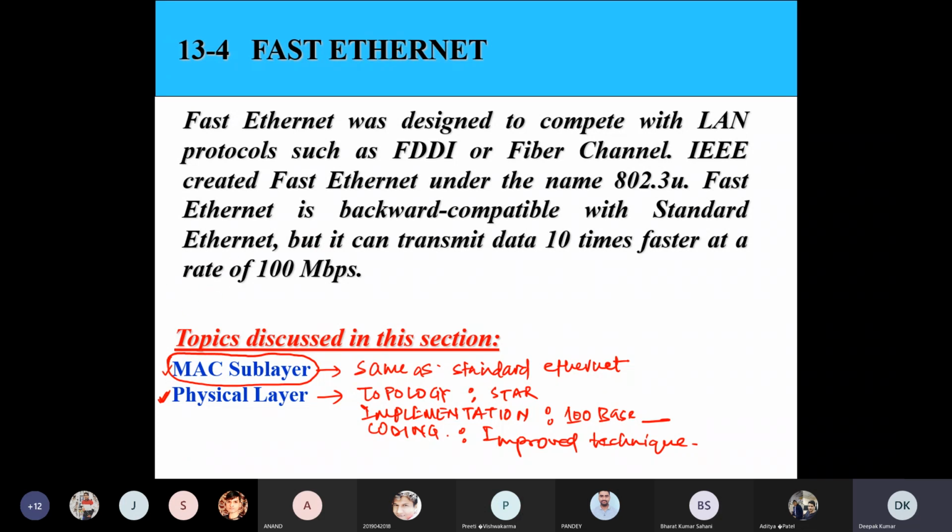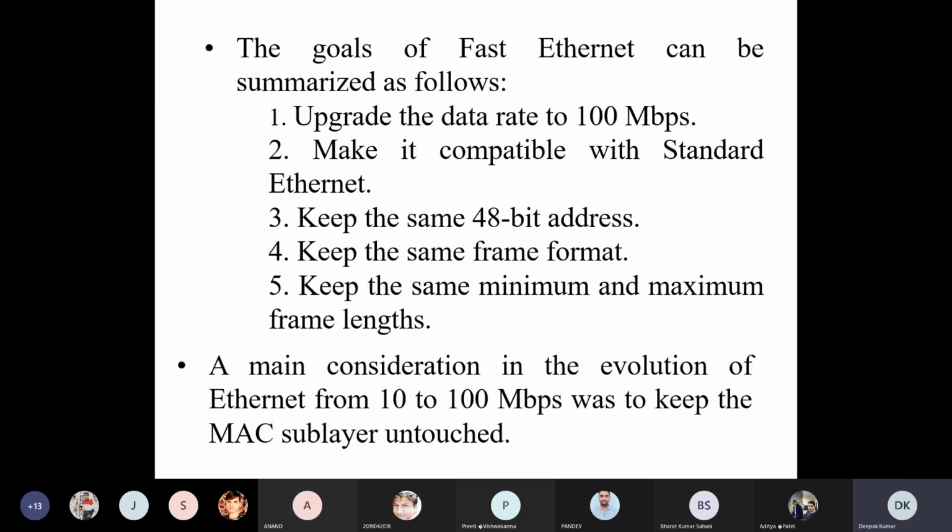How is the physical layer implementation changed? By changing the topology, by changing the implementation medium, by changing the coding technique. These are the methods that we can alter or improve so that overall transmission capacity, or fast Ethernet, can be achieved. So the major change in Ethernet is at the physical layer only.